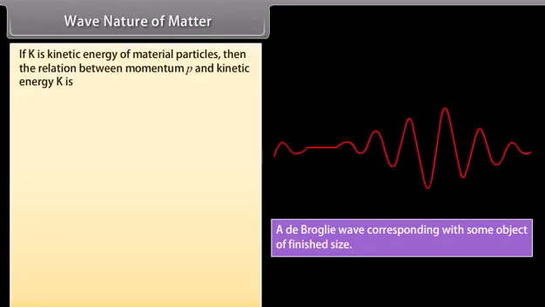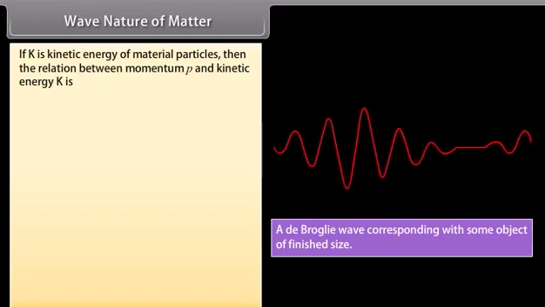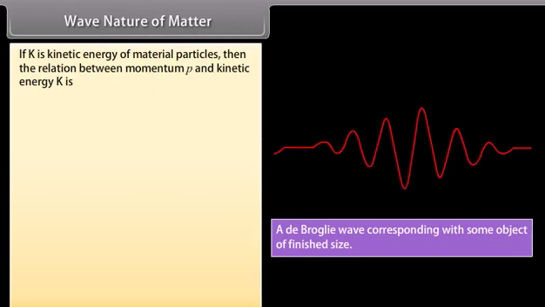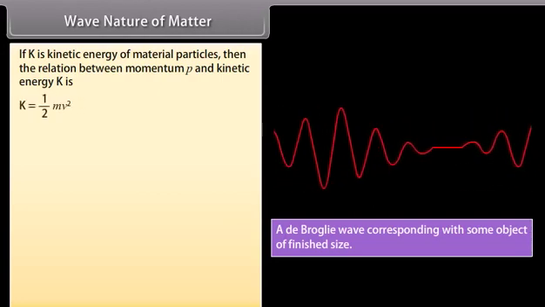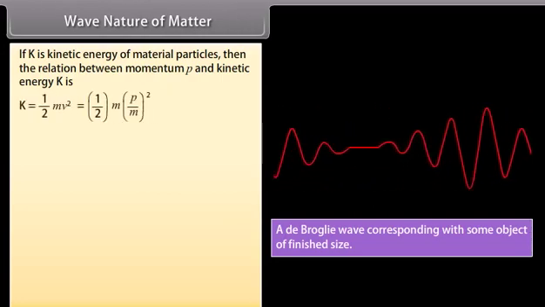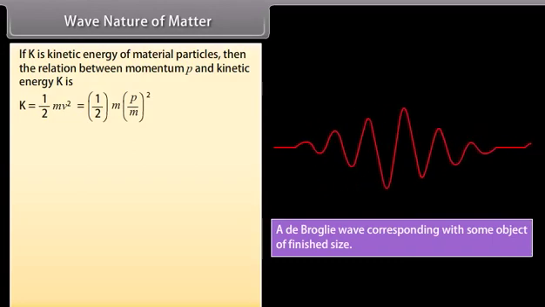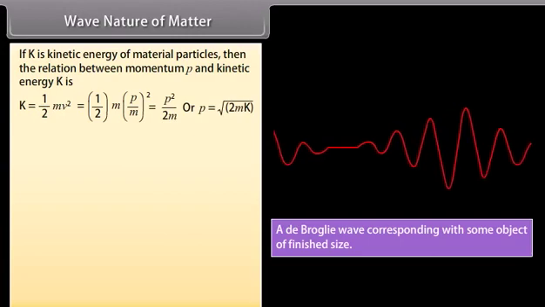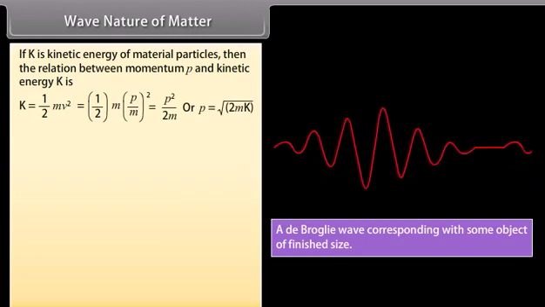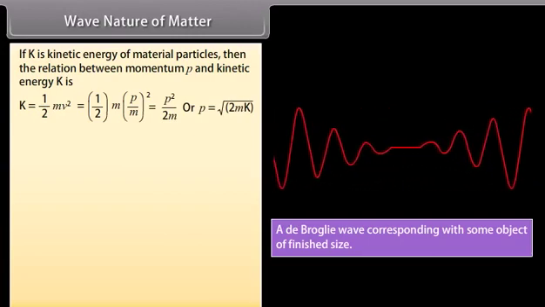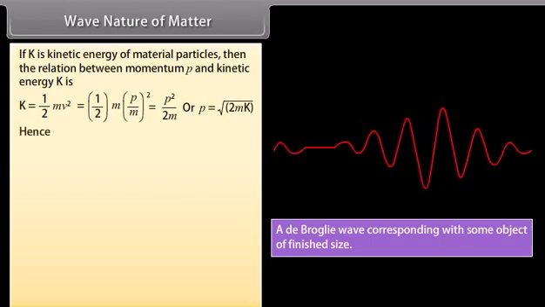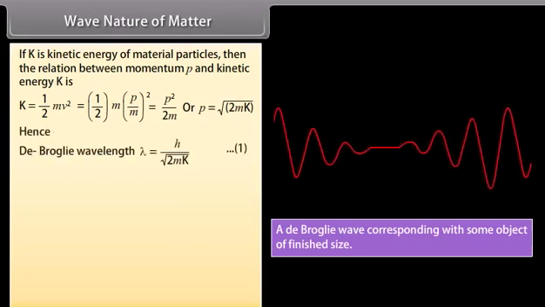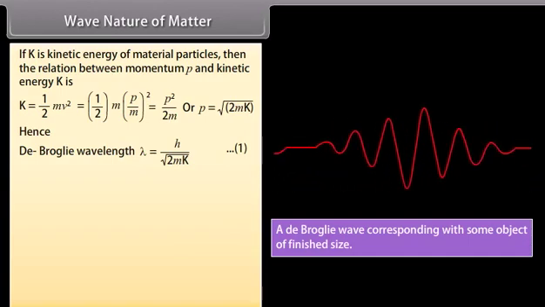If K is the kinetic energy of material particles, then the relation between momentum p and kinetic energy K is K = 1/2 mv^2, which is equal to 1/2 m (p/m)^2, which equals p^2/2m, or p = square root of 2mK. Hence, the de Broglie wavelength lambda = h/square root of 2mK. Name it as equation 1.